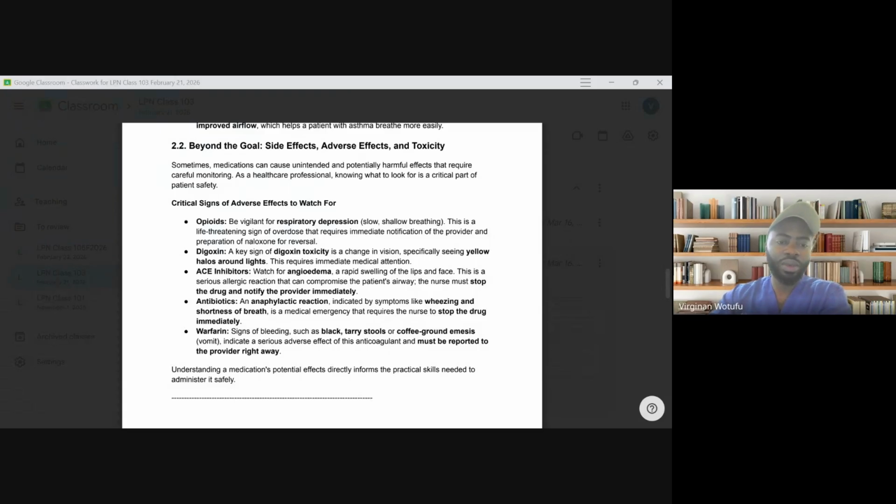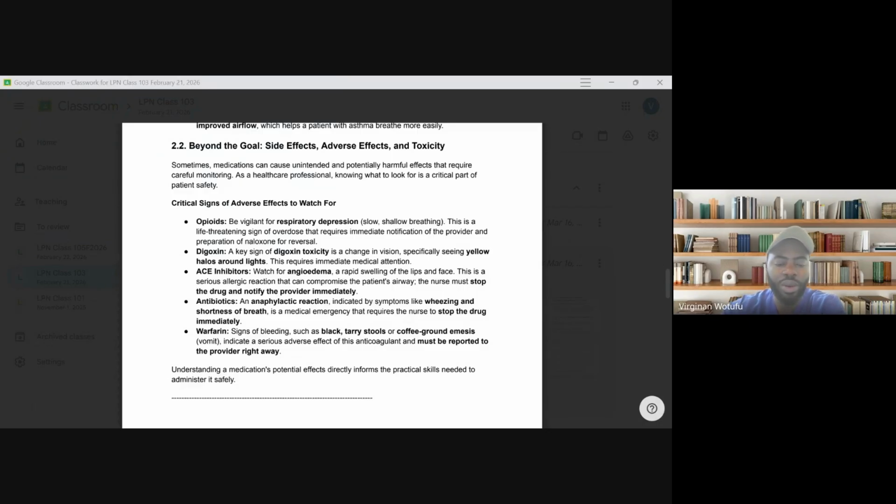Another one we have is digoxin, which is a cardiac glycoside. The key sign of toxicity here is vision changes. The patient may report seeing yellow halos around lights, which requires immediate intervention. Then we have the ACE inhibitor. Like I said earlier, you have to watch for angioedema, rapid swelling of the lips and face, which probably leads to compromising of the airways, airway obstruction.